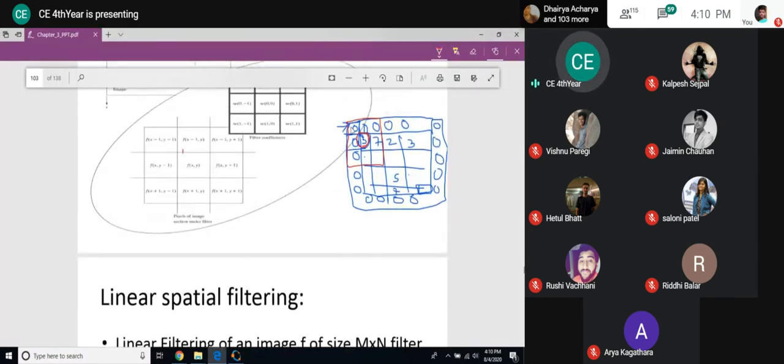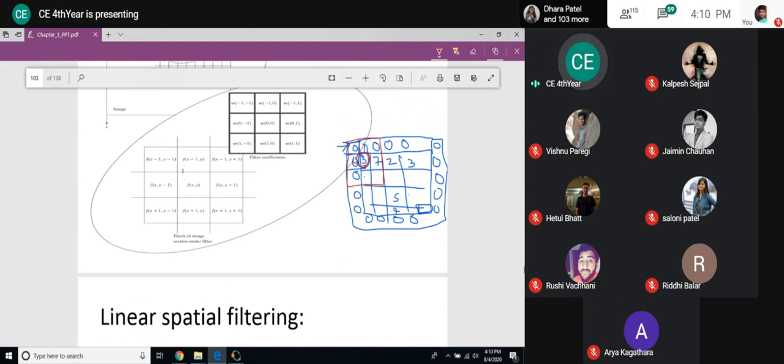Suppose I extracted this red part, 3 cross 3, right? And then I had the window, I did element-wise multiplication, and where should I replace it? Element-wise multiplication with this, and where should I replace? At this location. Then I will go for this.